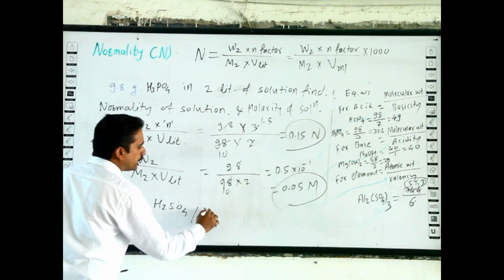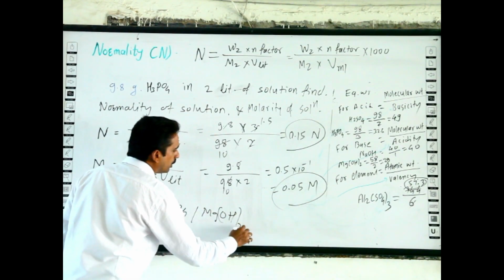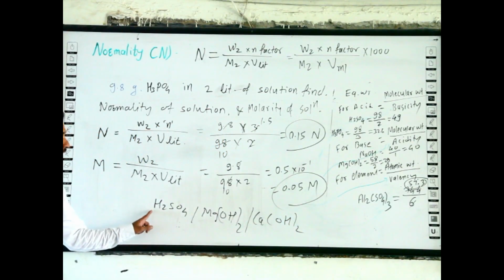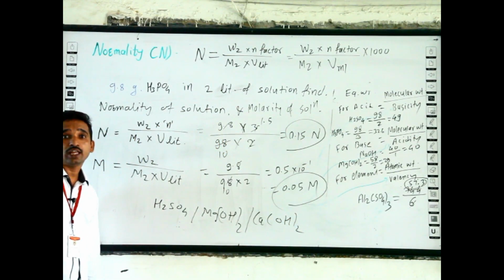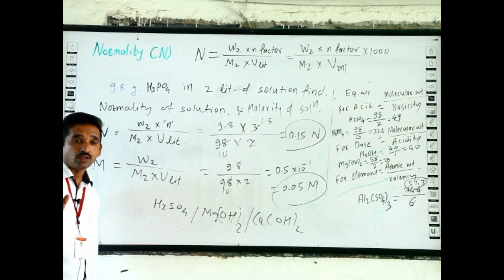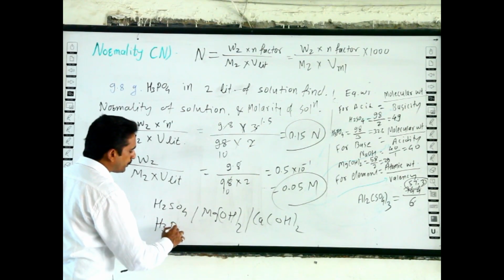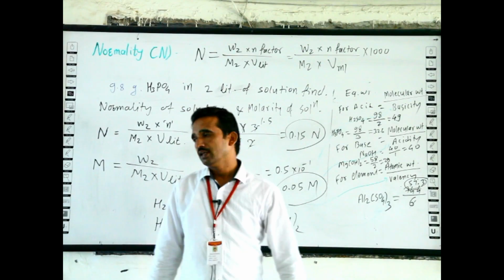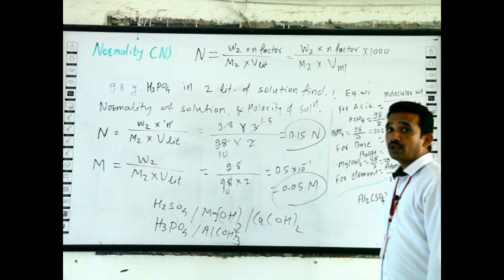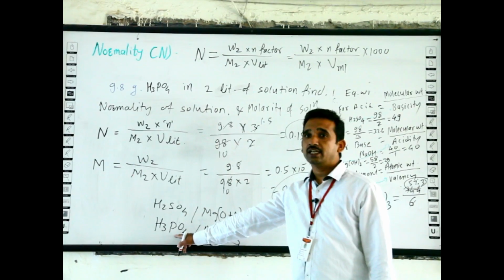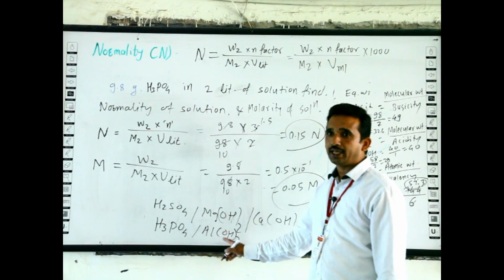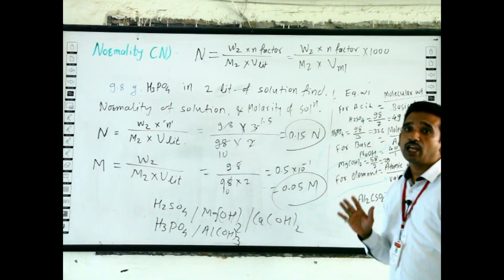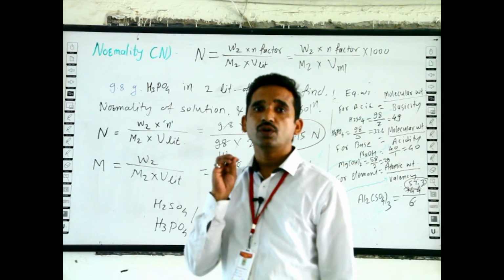For H2SO4, Mg(OH)2 or Ca(OH)2, here the 2 is a multiplier for molarity and normality. For H3PO4 or Al(OH)3, such types of tribasic acid or triacidic base, here 3 is the multiplier. Such types of relationships we have to know.